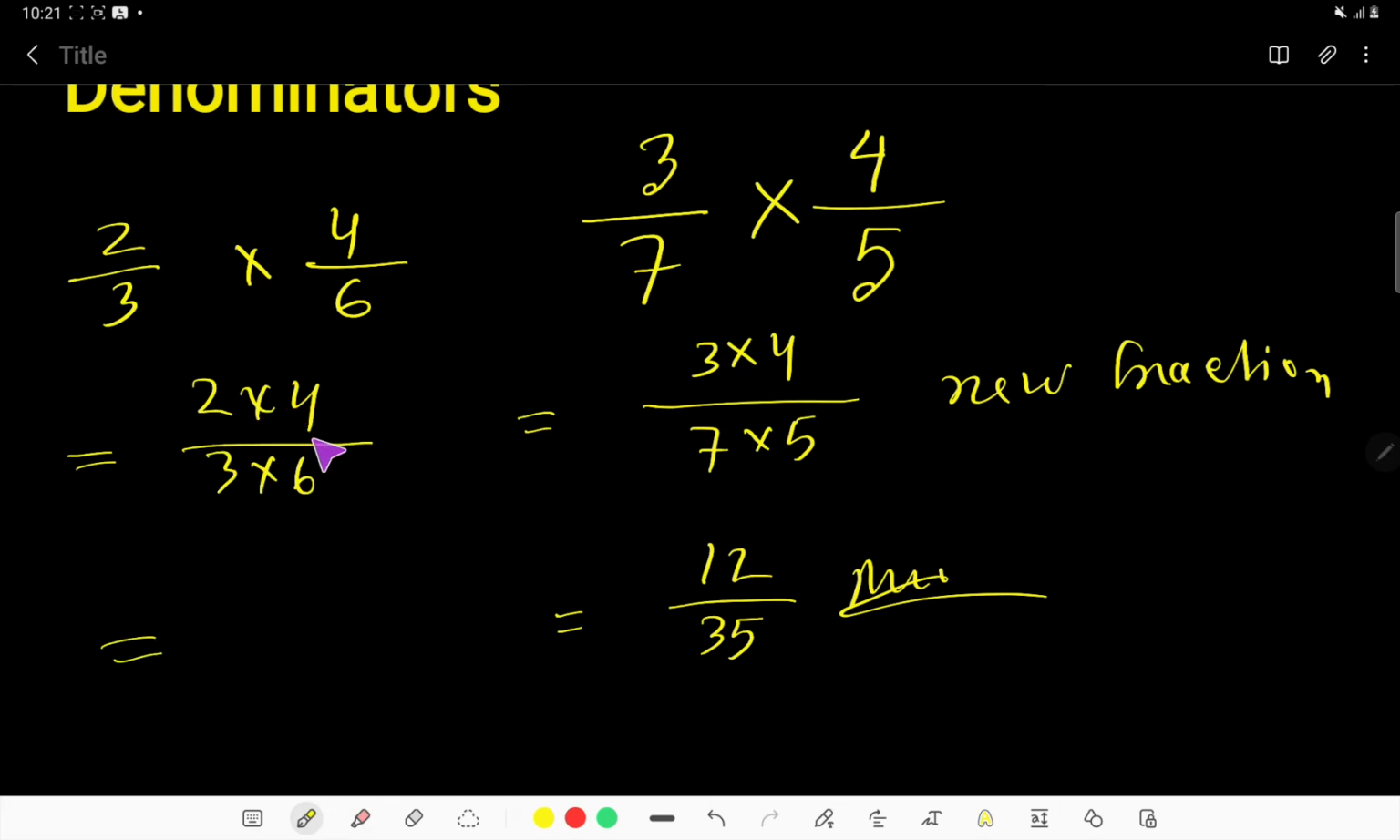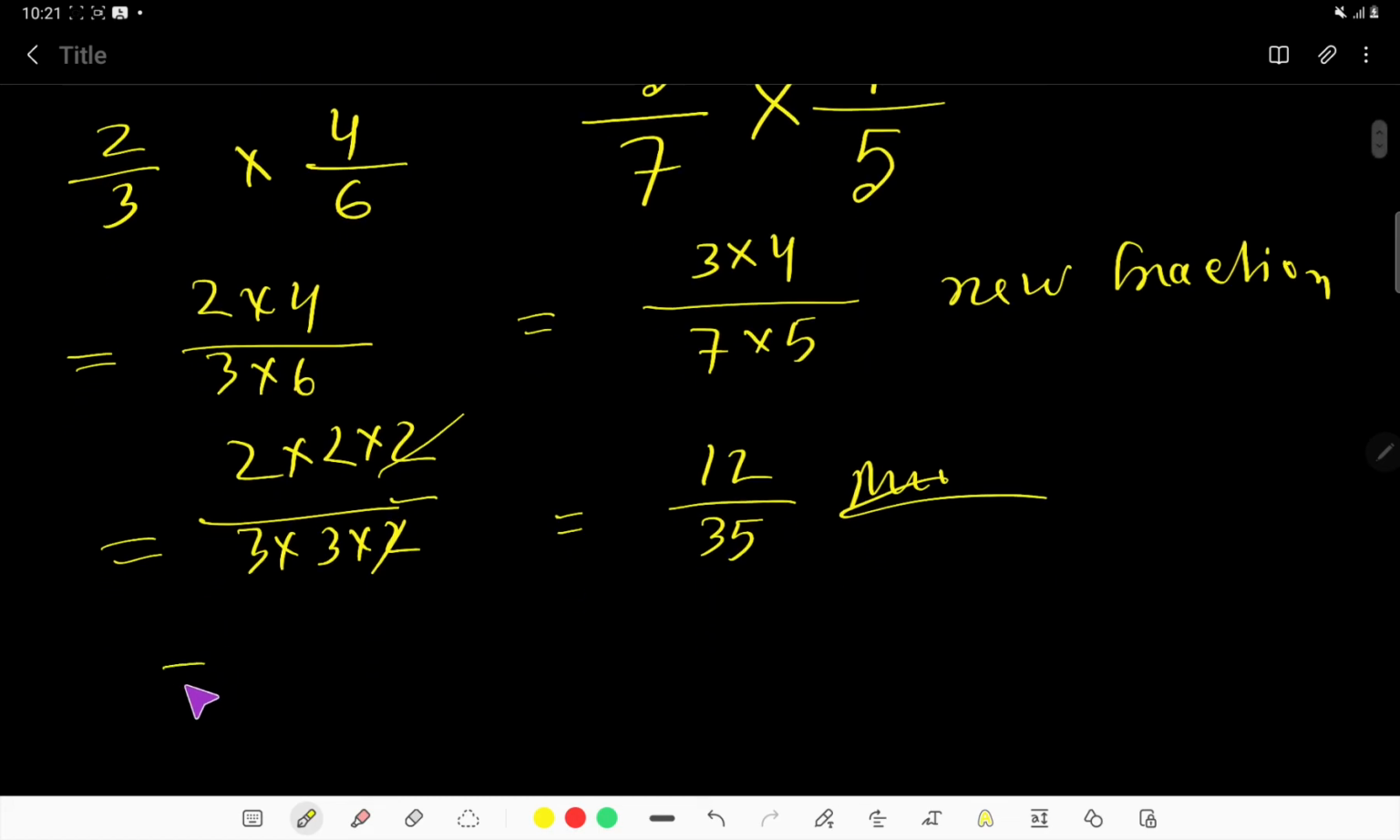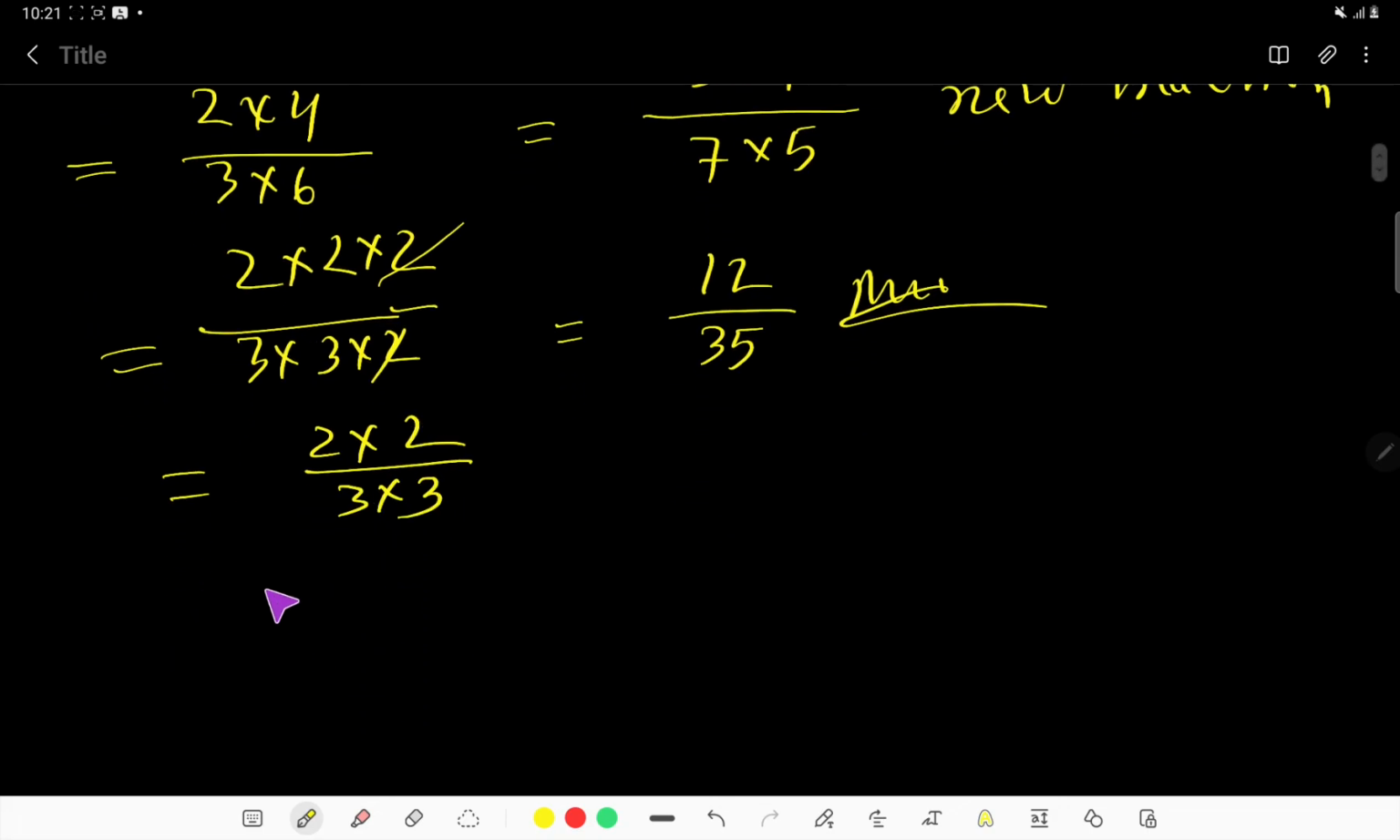So look, we can rewrite this 4 as 2 times 2 and this 6 as 3 times 2. So these two cancel each other. So we are getting here 2 times 2 and 3 times 3. So there is no common factor. So 4 over 3, right, is the answer.